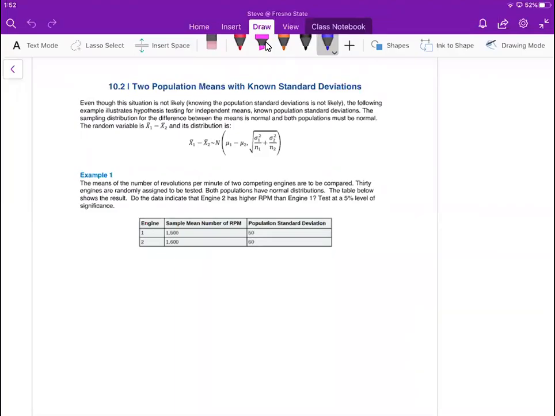Okay, so section 10.2 is about, again, making inference. We're looking at the inference on mu1 minus mu2, okay? And this section is about the normal distribution. So we assume that this difference follows a normal distribution with given parameters. So we're dealing with the normal distribution.